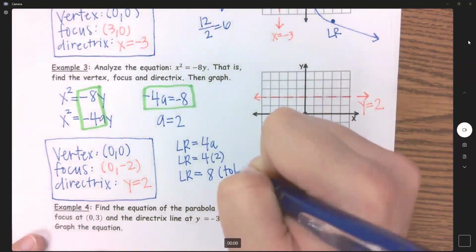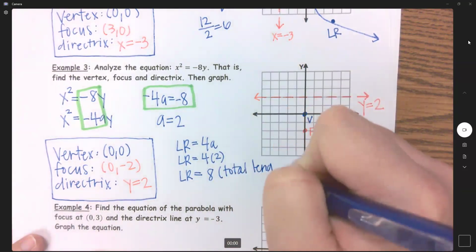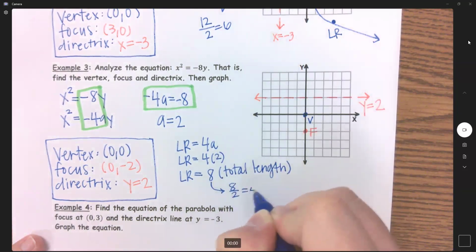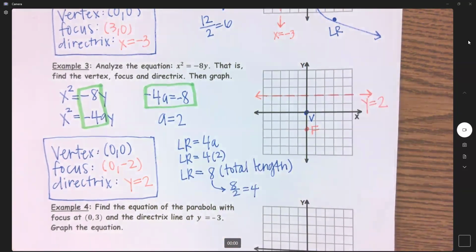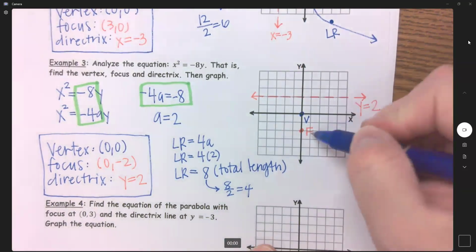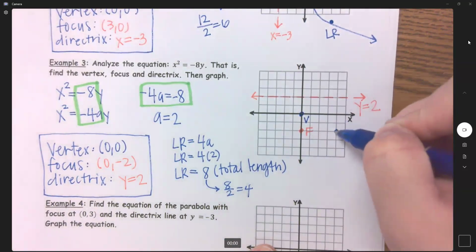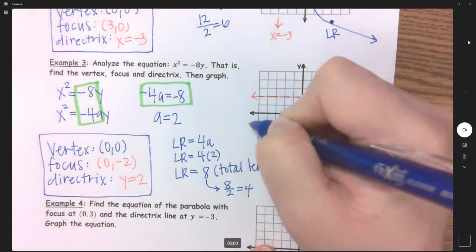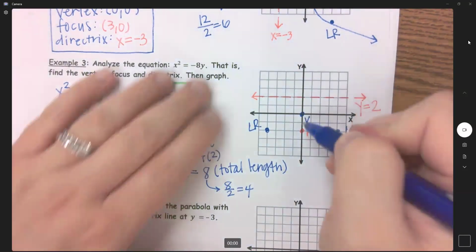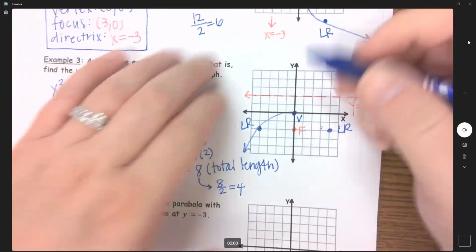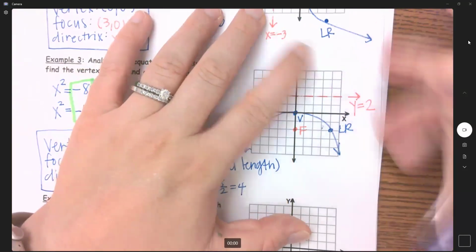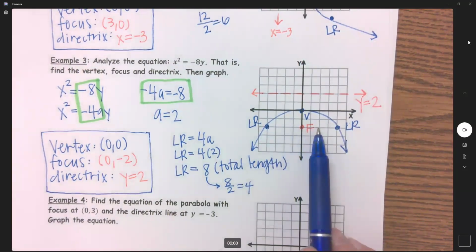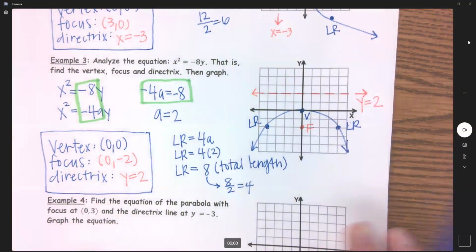This is my total length. So we need to take this and divide it by 2 to get 4, so I know how many to go in each direction. So from this focus, I'm going to go 1, 2, 3, 4, and 1, 2, 3, 4. Now we can go from vertex through that LR point. And if we count that distance, that's 1, 2, 3, 4, 5, 6, 7, 8 units total in length.